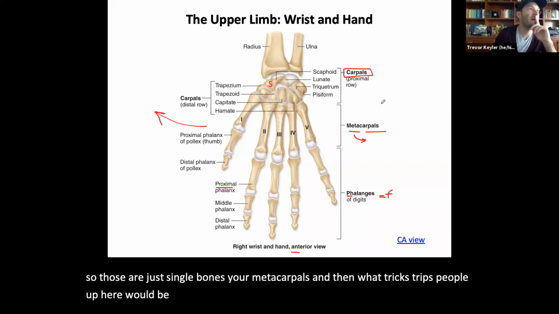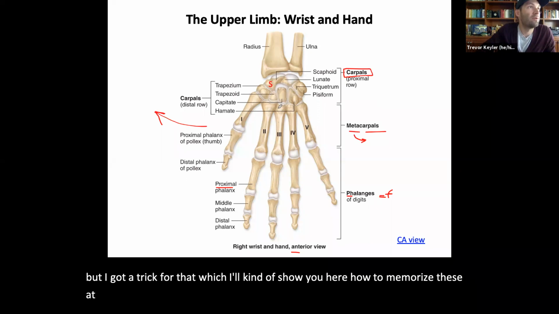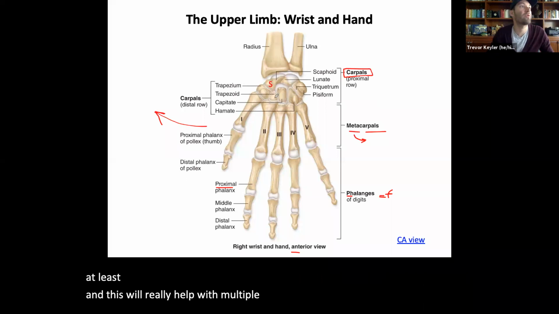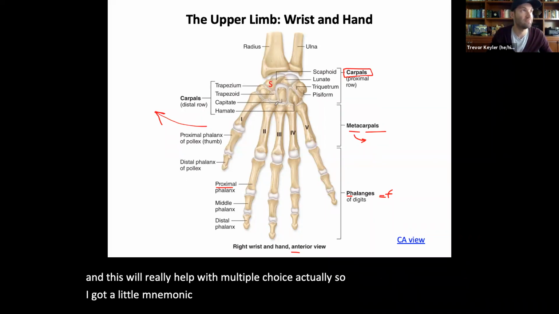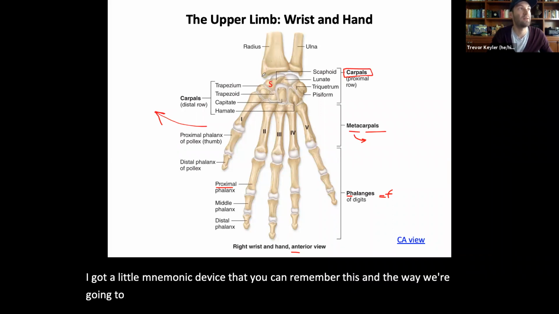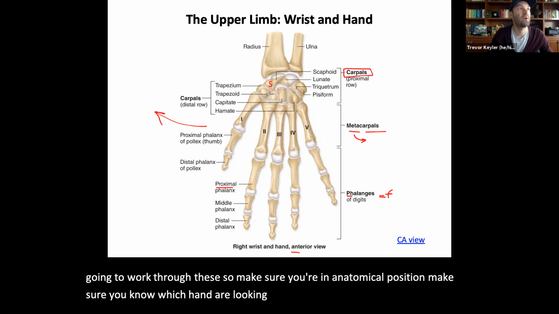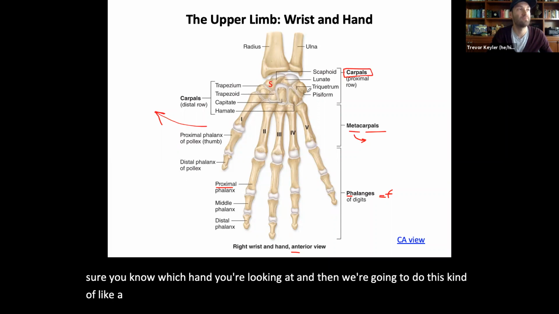But I got a trick for that, which I'll show you here, how to memorize these at least. And this will really help with multiple choice, actually. So I got a little mnemonic device that you can use to remember these. And the way we're going to work through these is, make sure you're in anatomical position. Make sure you know which hand you're looking at. And then we're going to read this like a book from left to right. So we're going to read this top row of the bones, and then we'll move back to the left and read left to right again for this second row.